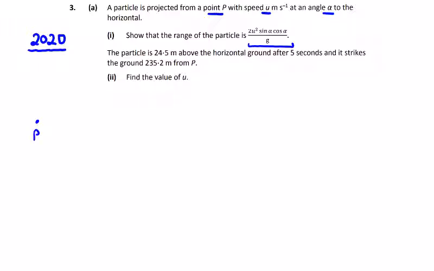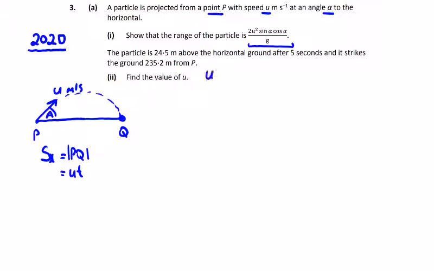Point P on the horizontal, fired up in this direction, u meters per second, at an angle alpha to the horizontal, and the range is along here. We'll call this one PQ. So the range is S of x, which is equal to PQ, which is equal to ut. My initial velocity is going to be u, the speed, times the cos of the angle in the i direction, plus u times the sine of the angle in the j direction.